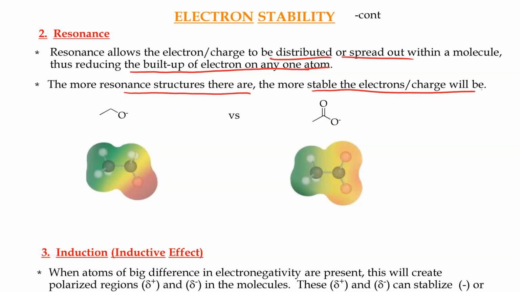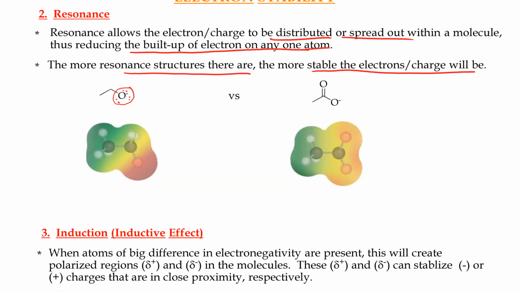Now let's take a look at an example. So here we have ethoxide, and ethoxide cannot form resonance structures. And we can see that here it has electron on this oxygen. So let's put in these 3 lone pairs of electrons, so it will be a complete octet. And we can see in this case that all of this negative charge and all of these lone pair electrons are located on this oxygen only. And this molecule is not able to distribute the electron to any other atom in the molecule, because it cannot form any other resonance structure.